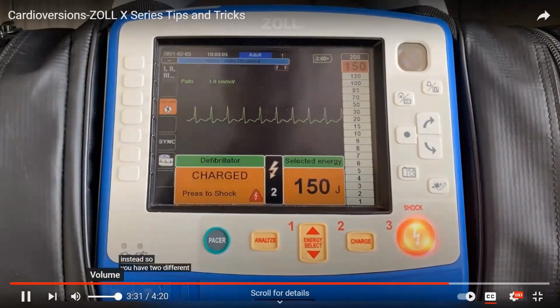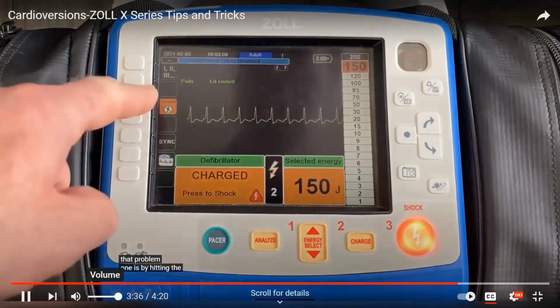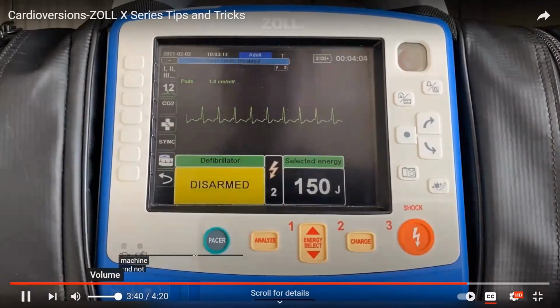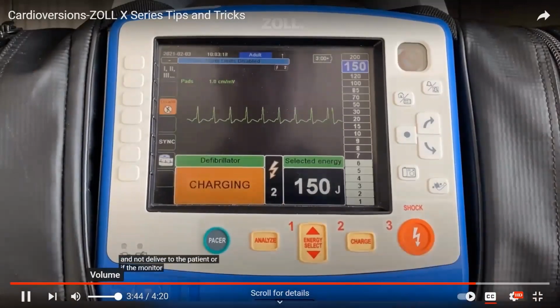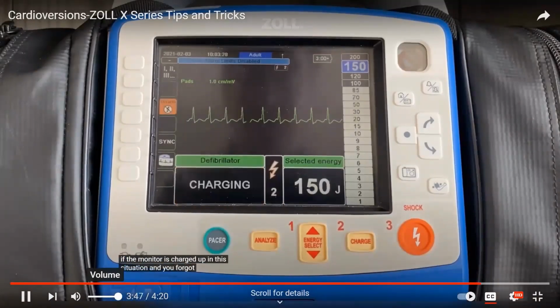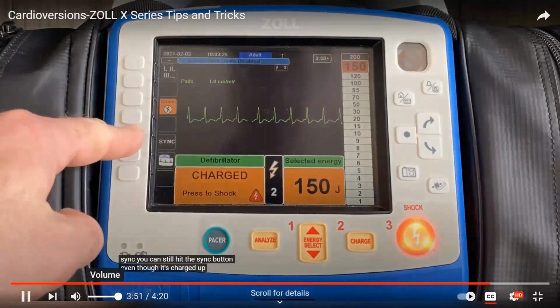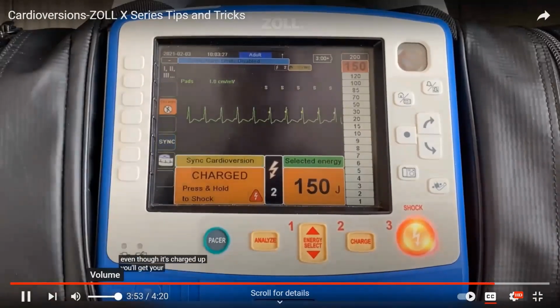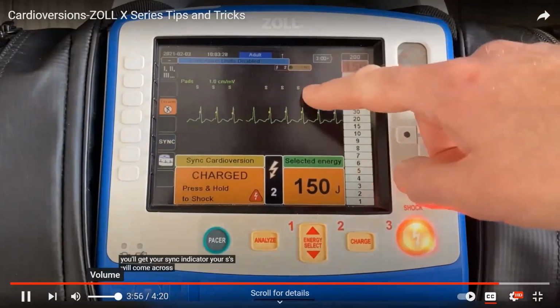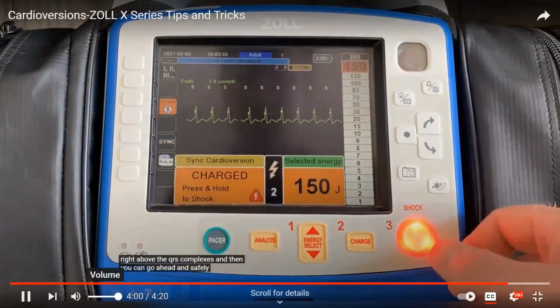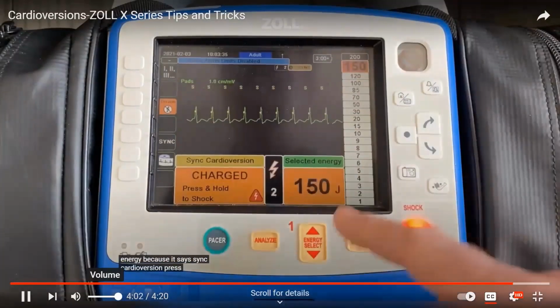So you have 2 different ways to mitigate that problem. One is by hitting the disarm button, which will kick the energy back into the machine and not deliver it to the patient. Or if the monitor is charged up in this situation and you forgot to hit sync, you can still hit the sync button even though it's charged up. You'll get your sync indicator, your S's will come across and march right above the QRS complexes, and then you can go ahead and safely deliver the energy because it says sync cardioversion, press and hold to shock.